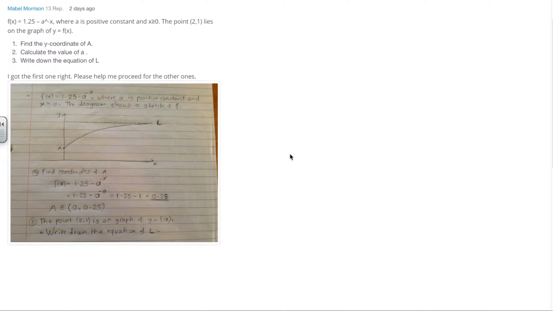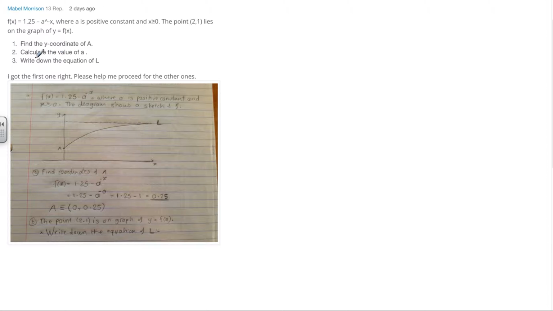Hello there. So this is another question that I got from Mabel Morrison. So let's have a good look at it. Morrison said he got the first one and then he wants me to help him proceed with the others. Okay, so Mabel, I'm not going to solve this question, but I'm going to tell you the steps that you can take to solve it.